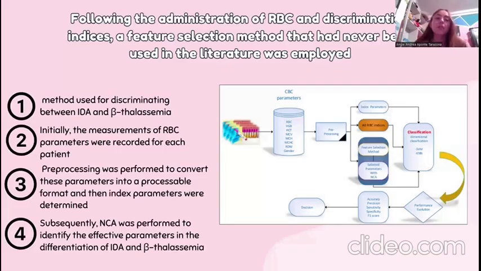Number 1. Method used for discriminating between IDA and beta thalassemia. Number 2. Initially, the measurements of RBC parameters were recorded for each patient. Number 3. Preprocessing was performed to convert these parameters into a processable format, and then index parameters were determined. Number 4. Subsequently, NCA was performed to identify the effective parameters in the differentiation of IDA and beta thalassemia.